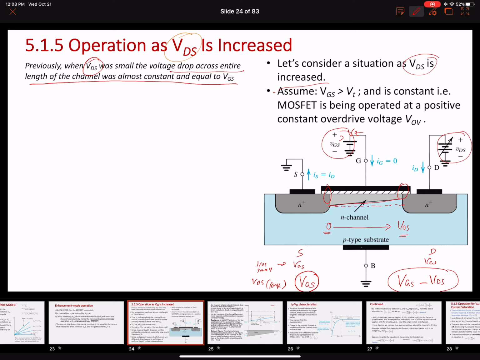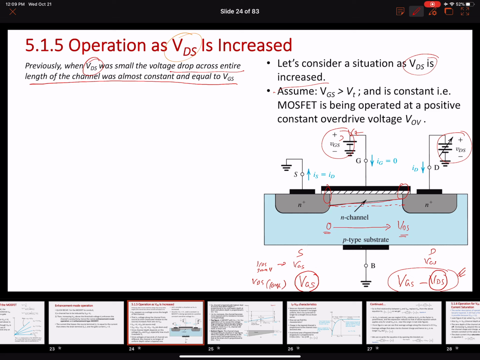Now you will realize that even when VDS was small, this was true: the potential at the drain end was VGS minus VDS. However, this VDS value was so small that we just ignored it. We said the potential drop along the length of the channel is exactly the same at all the points along the channel.